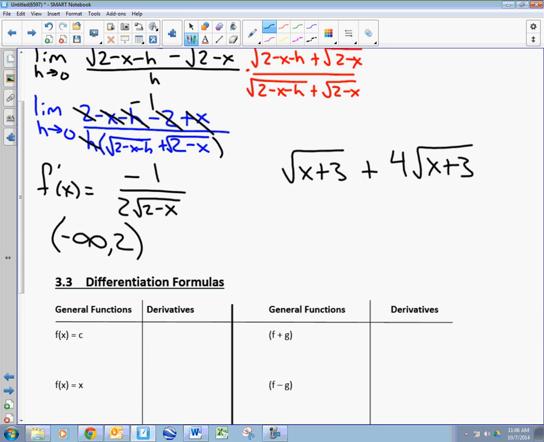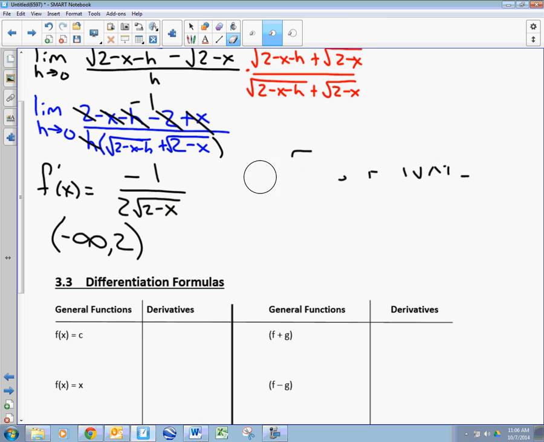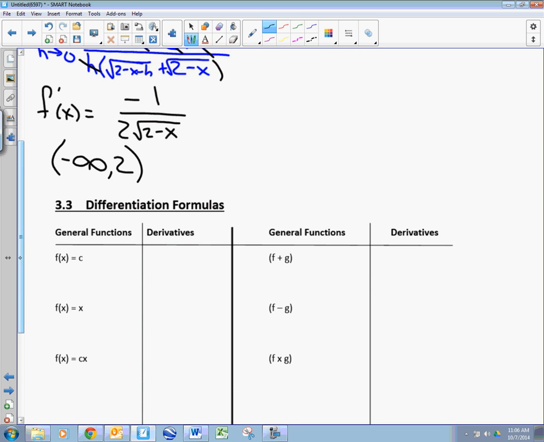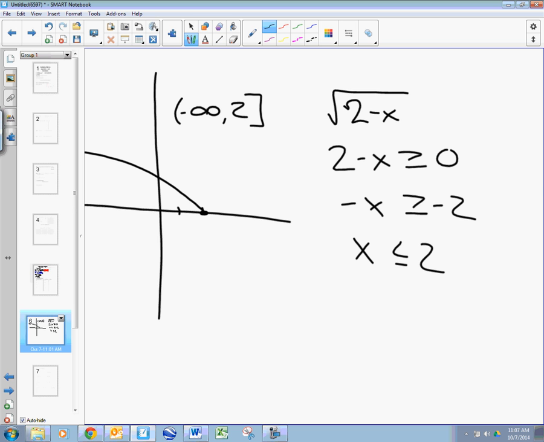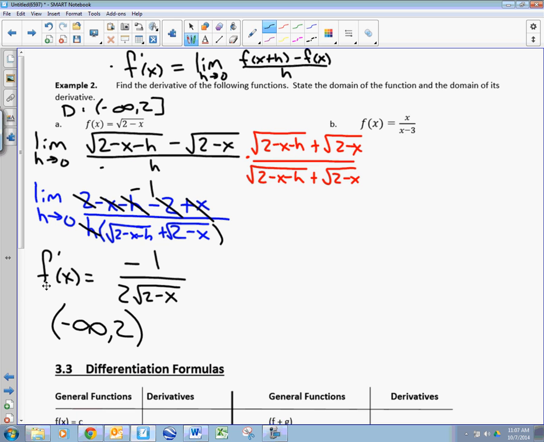Matt, square root of x plus 3 plus 4 square roots of x plus 3 is how many? 5 roots of x plus 3. Okay, so we did the same thing, because the one's on the outside. Very good. Okay. All right, so is the domain of the function the same as the domain of the derivative? No, it's just slightly different. You can see how it excludes the endpoint because you can't take the derivative right there. Okay, so let's do the next one.